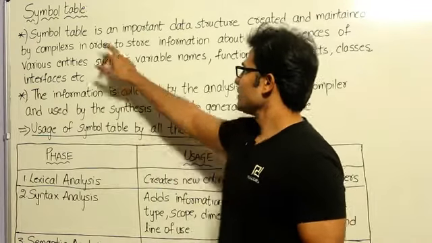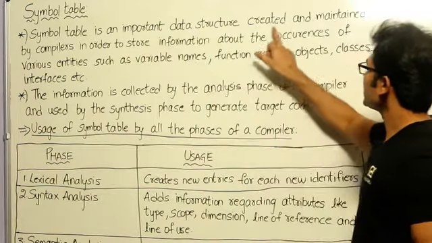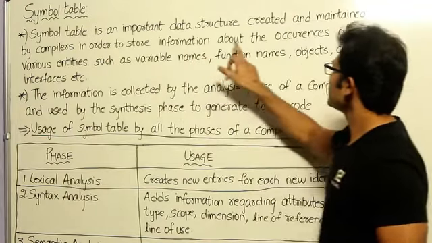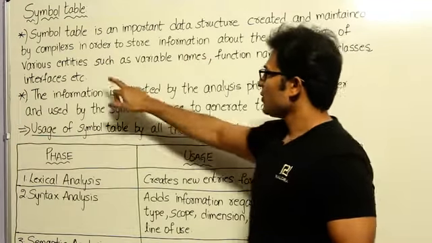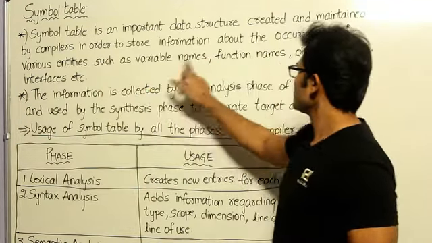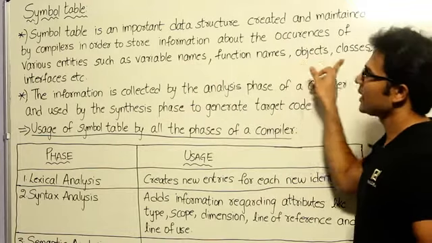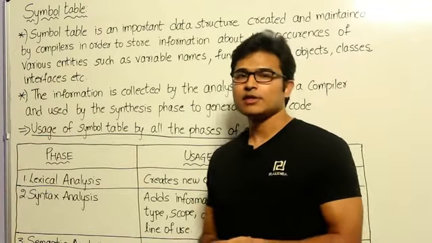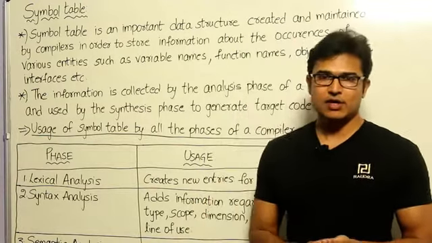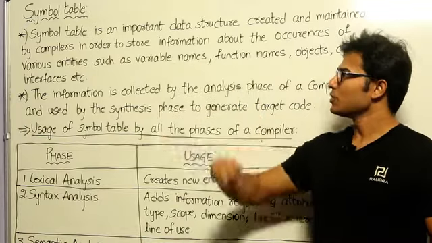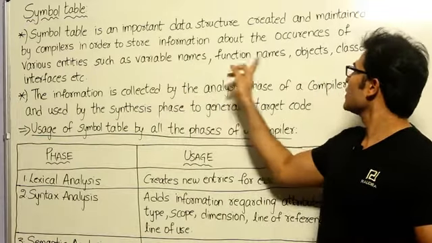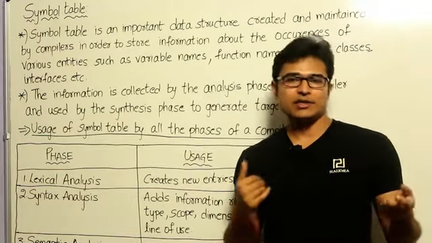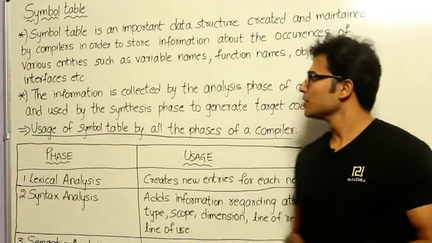So first thing is, symbol table is an important data structure created and maintained by compilers in order to store information about the occurrences of various entities such as variable names, function names, objects, classes, interfaces, etc. So whenever you are writing a program, whatever names you get, all of those are going to be stored there. Either it could be a variable or a function or an object or a class or interface. Every information about all these entities is going to be stored in the symbol table.